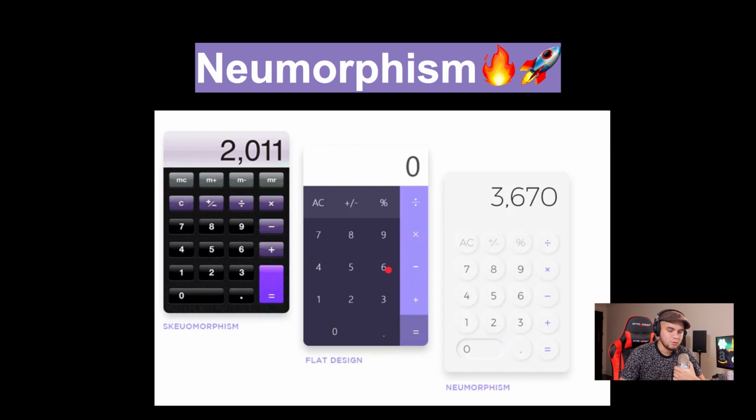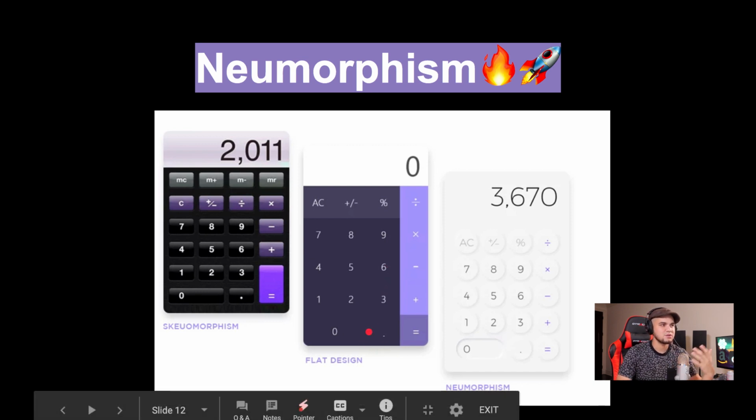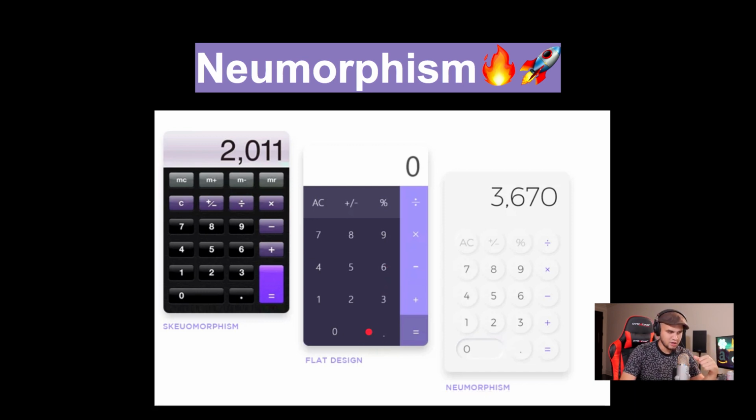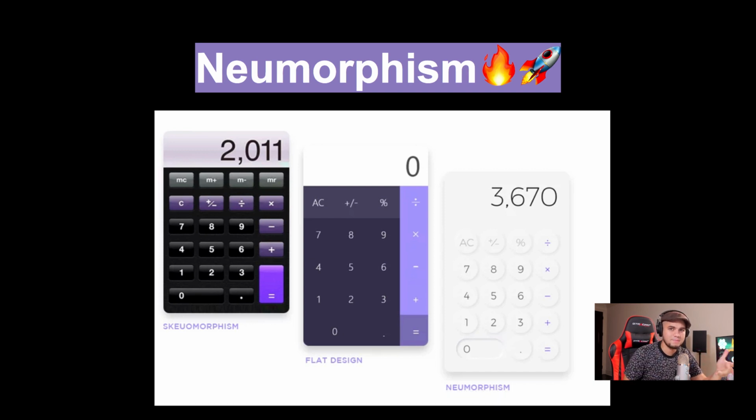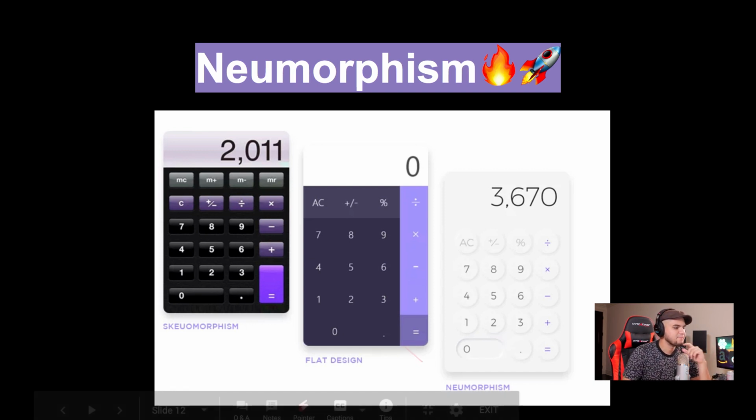And the cool thing about neomorphism is that there are so many videos right now, so many people talking about it. It might actually be one of the biggest trends in 2020 in UI and UX design, and even web design all in all. So that's what's cool about it.